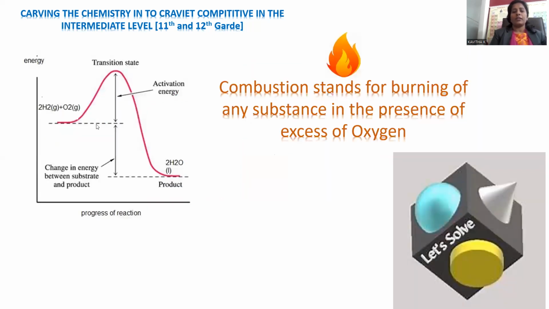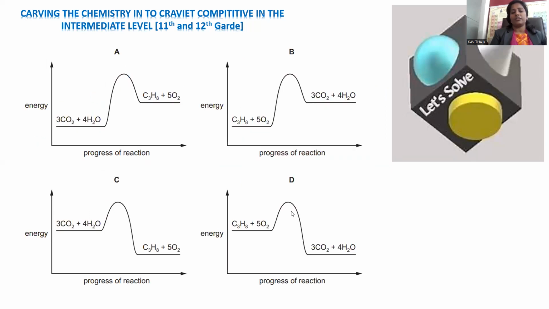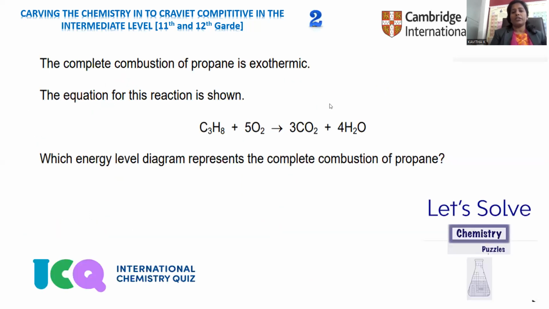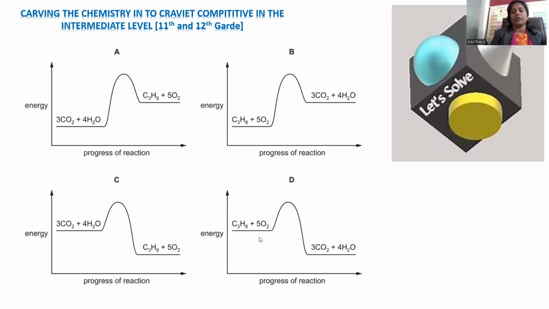Fine. And the normal combustion graph is mentioned over here. Combustion stands for burning of any substance in the presence of excess oxygen. And this is the way you can represent a normal combustion graph. Always the product should contain lower energy in comparison with the starting material, being an exothermic reaction. Heat evolved can be represented over here. That's the reason why, for question number 2, the right answer will be option number D. Option number D will be the correct answer.